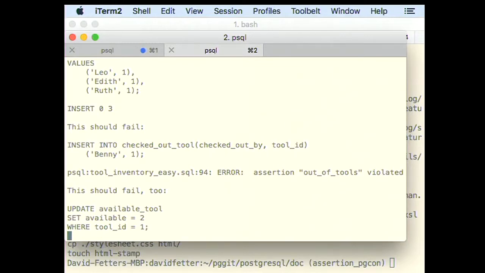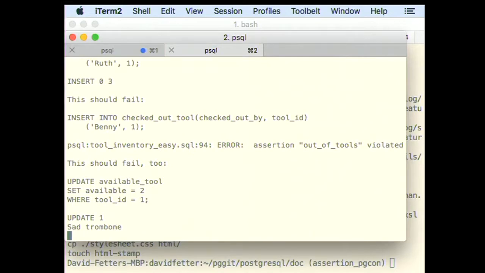Anybody know why? Yep, because there's three checked out. So unfortunately, wah, wah, wah. This is one of the many things about the current patch that I would like to get fixed, because it doesn't actually work.